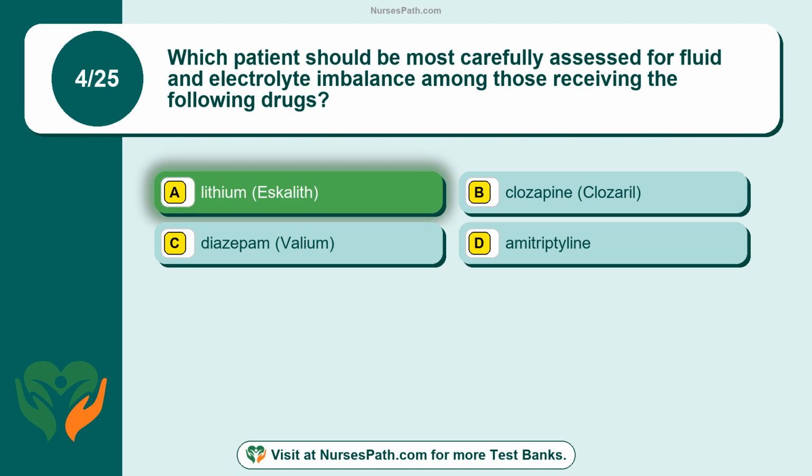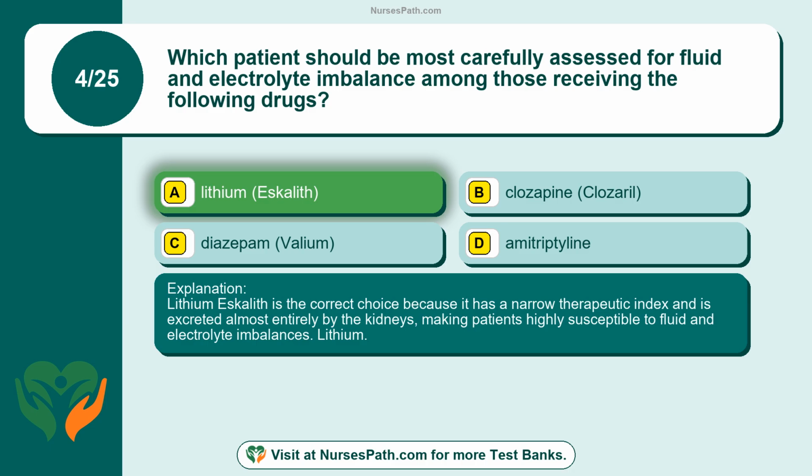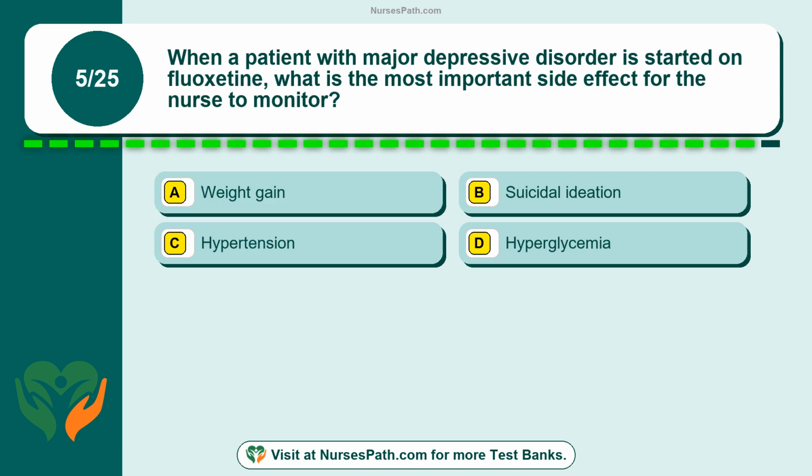The correct answer is option A, lithium carbonate. Lithium carbonate is the correct choice because it has a narrow therapeutic index and is excreted almost entirely by the kidneys, making patients highly susceptible to fluid and electrolyte imbalances.